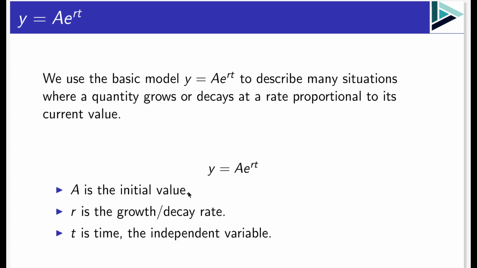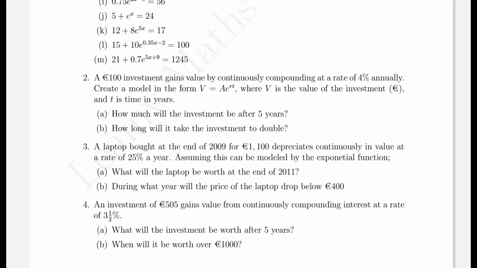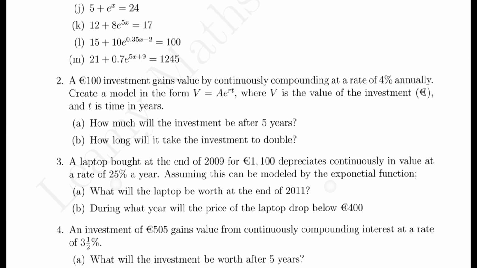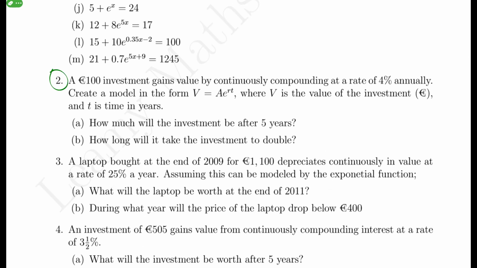Remembering that a is the initial value when t is equal to 0, and r is the growth rate if it's positive, or the decay rate if it's negative. So now that we've looked at all of the background, let's have a look at an example of a typical question. We look at this question 2 first of all.